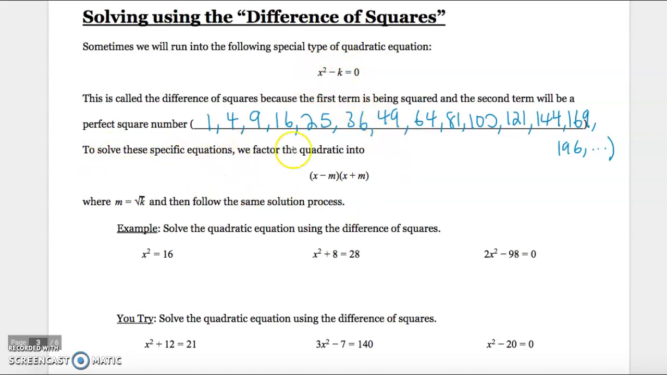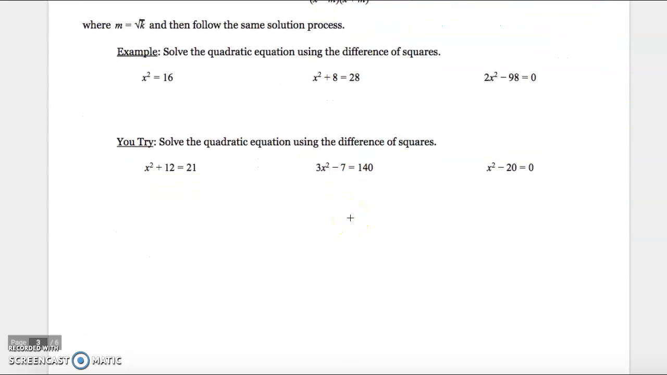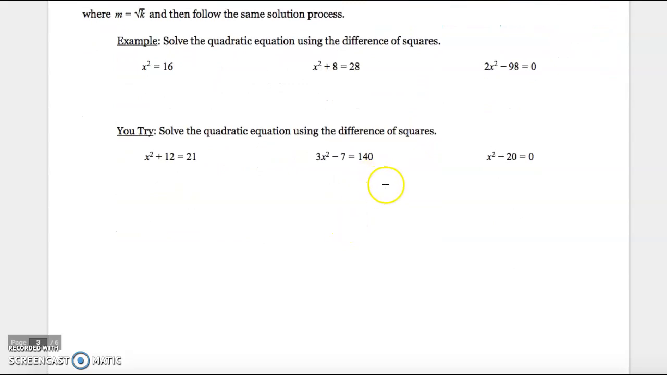To solve these specific equations, we factor our quadratic into x minus m and x plus m. And we're actually going to adjust some of these, because there are some of them that I want to cross off. So cross off this one, cross off this one, and then the last piece.